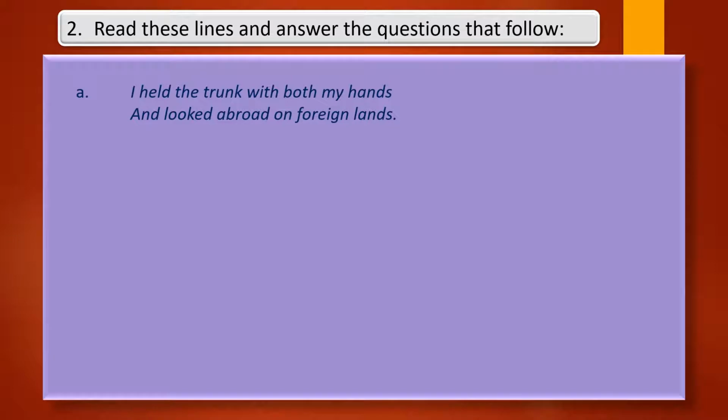I held the trunk with both my hands and looked abroad on foreign lands. So children, the child, the narrator, the small boy, held the trunk very tightly with his hands, no? So that he will not fall down. And after climbing up the tree, what did he see? He saw all around, here and there, which seemed to be foreign lands to him, isn't it? Because he never saw all those things earlier, right? Now let's see the questions which are being asked.